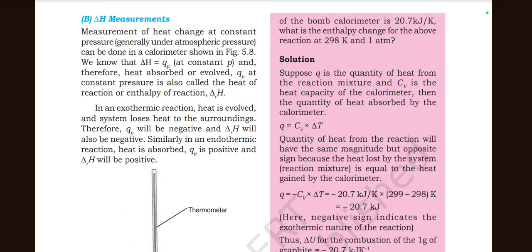Delta H measurements: the heat change at constant pressure can be measured in a calorimeter. We know that delta H is equal to qp, and therefore the heat absorbed or evolved, qp, at constant pressure is also called the heat of reaction or enthalpy of reaction. In an exothermic reaction, heat is evolved and the system loses heat to the surroundings. Therefore, qp will be negative and delta rH will also be negative. Similarly, in an endothermic reaction, heat is absorbed, qp is positive, and delta rH will be positive.